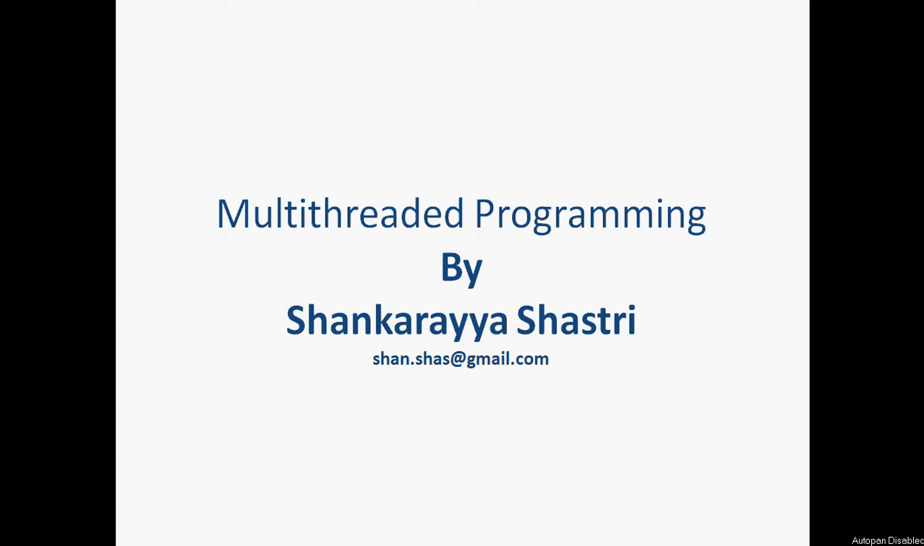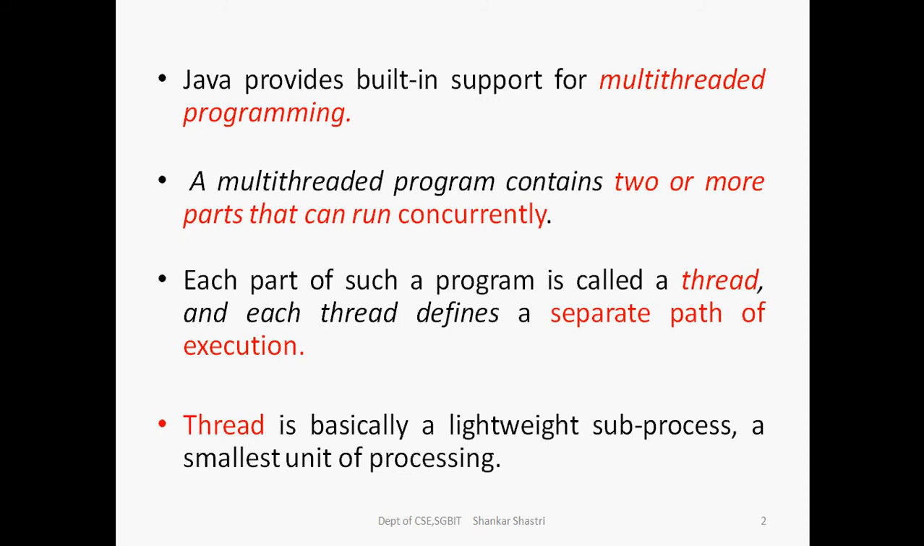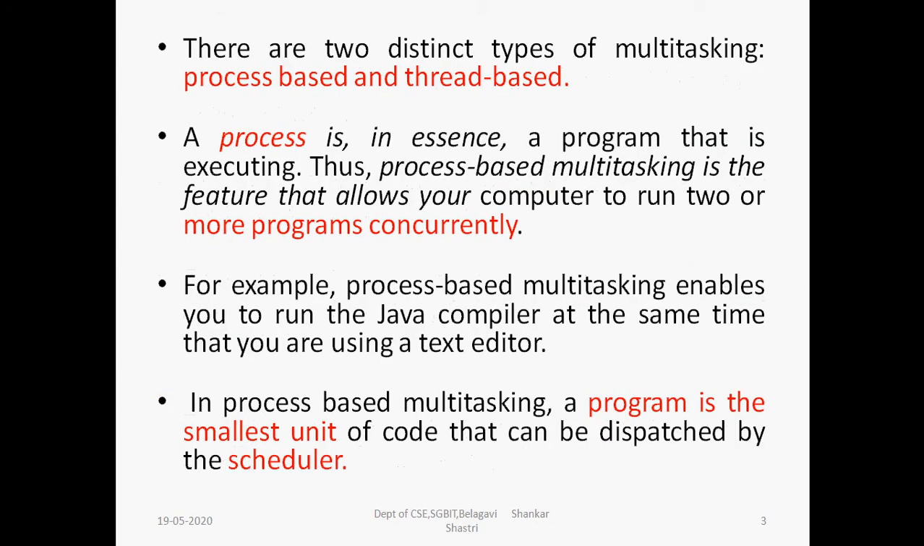Today I would like to explain multi-threading programming, the next part. Yesterday I discussed what multi-threaded programming is. What is a thread? A multi-threaded program has two or more parts that can run concurrently. We can divide the program into different processes, and divide the process into different subtasks, and each subtask is treated as a thread. A thread is a separate path of execution, basically a lightweight sub-process and the smallest unit of processing. There are two distinct types of multitasking: process-based and thread-based. Yesterday I discussed these concepts.